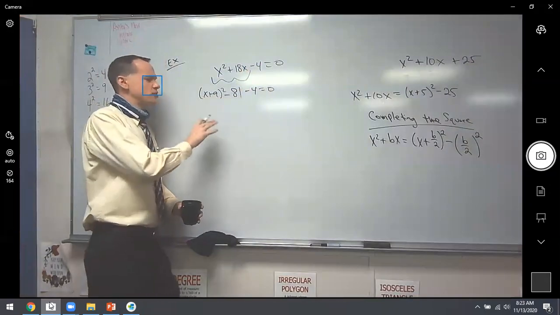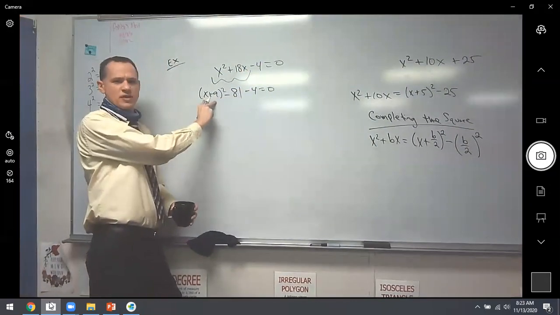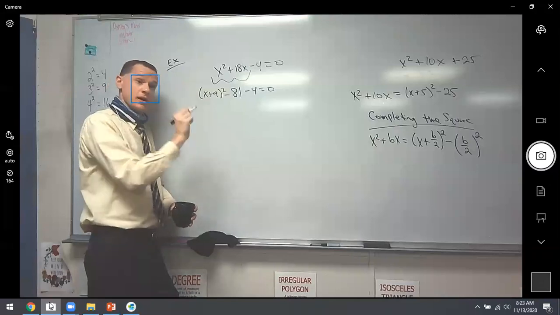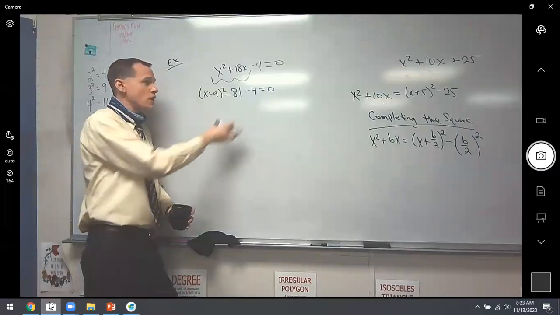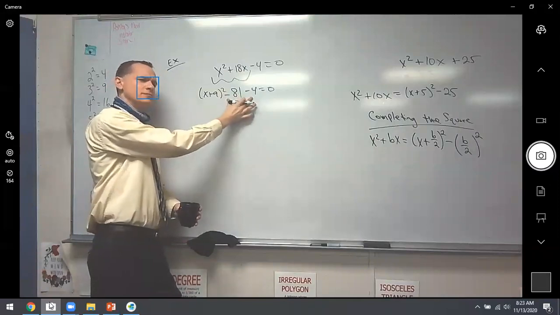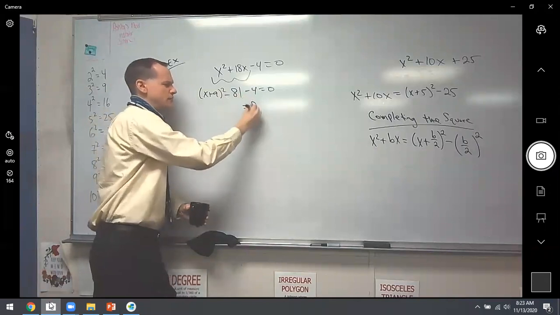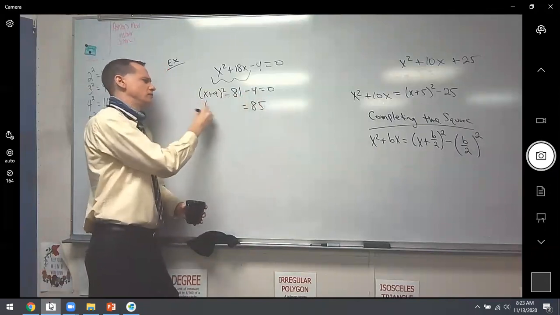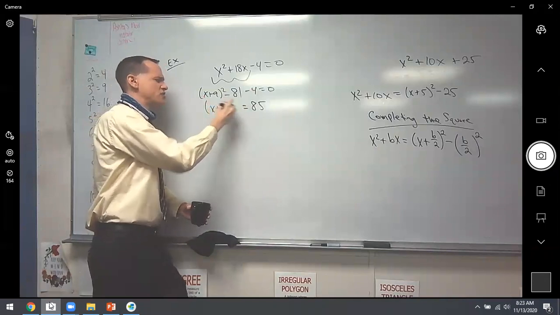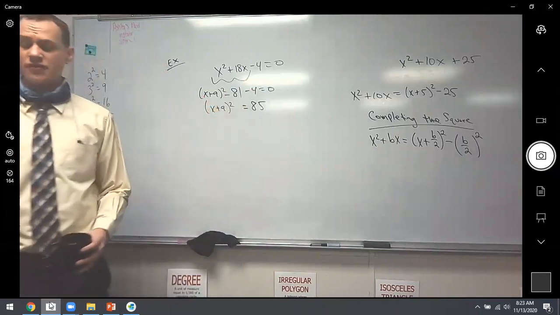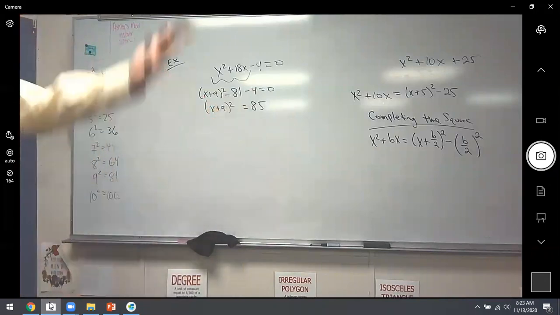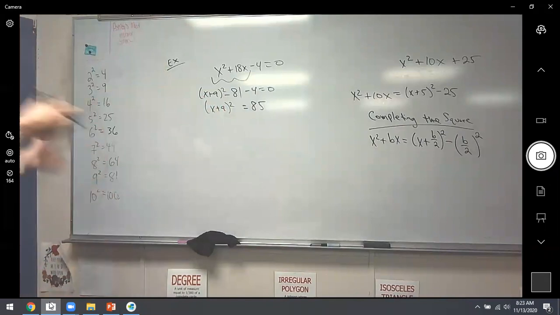Regardless of what happens, your strategy will be the same. This is the squared thing. You need to get it by itself so you can take a square root. So you agree this is negative 85? I'm going to move it to the other side and make it positive 85. That way I have this squared thing all by itself. And all the problems up till now, the squared thing naturally was just by itself. But if it's not, just move the other junk to the other side and you're good.